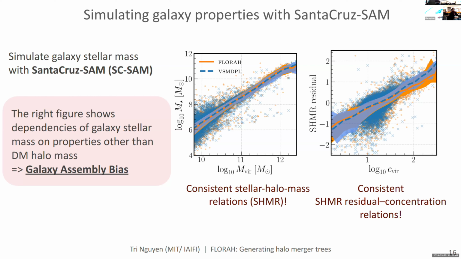Another thing you can do is test for assembly bias in this. So the red figure shows you, on the x-axis, the concentration, and this is the residual of the stellar-to-halo mass function for each of these dark matter mass values. You can see there's a trend here for both the simulations, and FLORAH lines up very, very nicely. And what this trend is showing you is a dependency of stellar mass on something other than the dark matter halo mass, which is usually referred to as galaxy assembly bias.